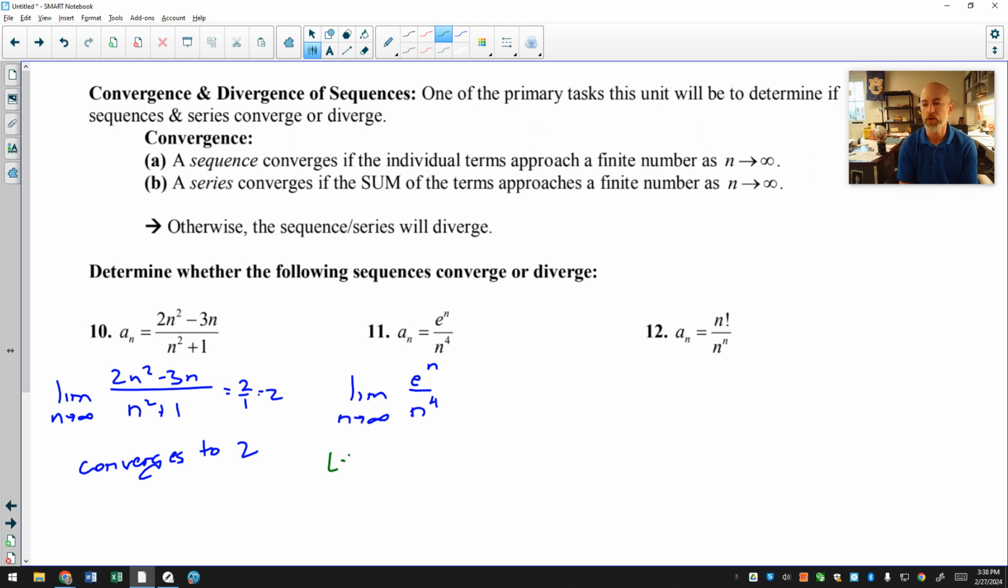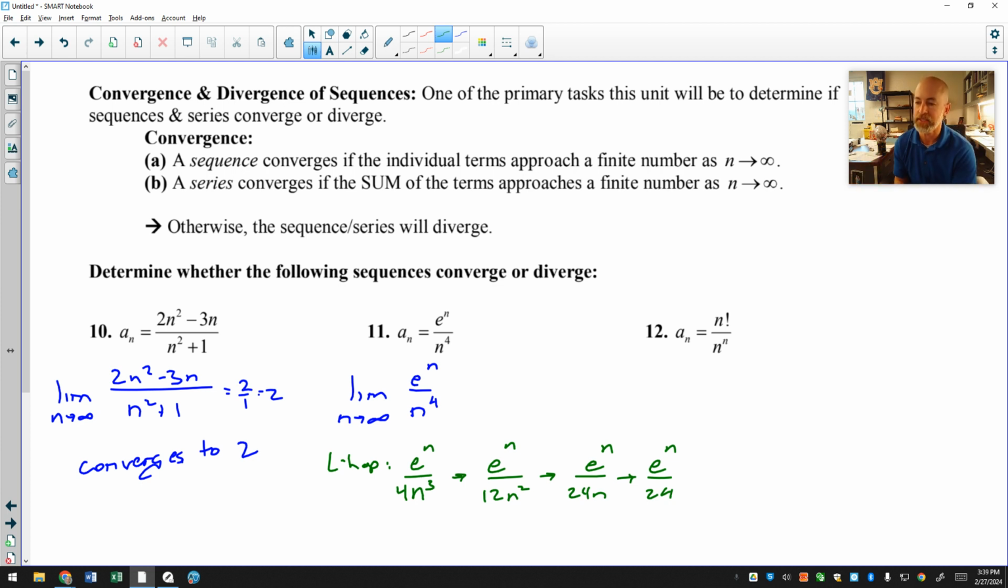My first round of L'Hopital's rule is going to give me the function e to the n over 4n cubed. I still have infinity over infinity. So I go again. My next round is e to the n over 12n squared. Still infinity over infinity. My next round of derivatives, e to the n over 24n. Still infinity over infinity. My last one, e to the n over 24.